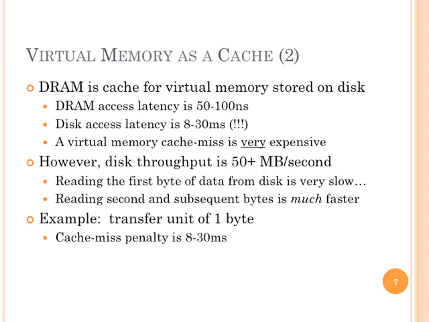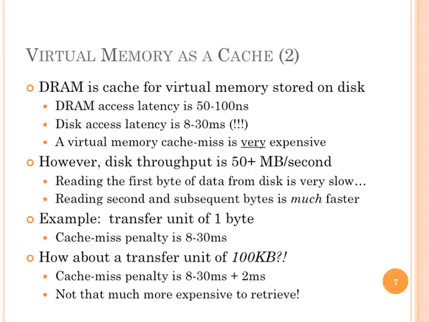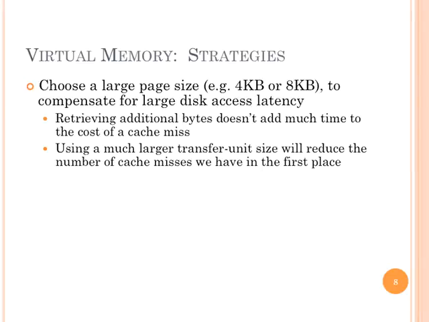So if we have a transfer unit of 1 byte, then a miss is going to cost 8 to 30 milliseconds. But let's say that we want to transfer 100 kilobytes instead. Well, all of you can do the math. It's not very complicated. We just add in a couple milliseconds. So you can see that it's not that much more expensive to get a bunch of data versus getting a single byte. And so this also factors into, hey, why don't we use pages that are larger than 1 byte? And why don't we make those pages actually some significant size?